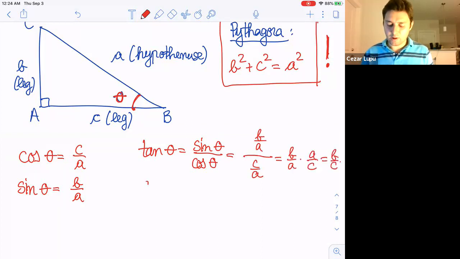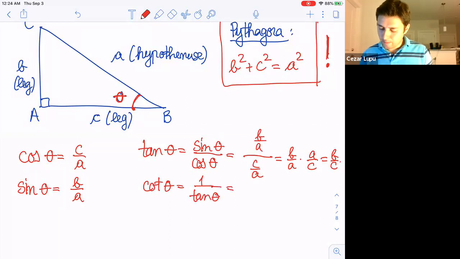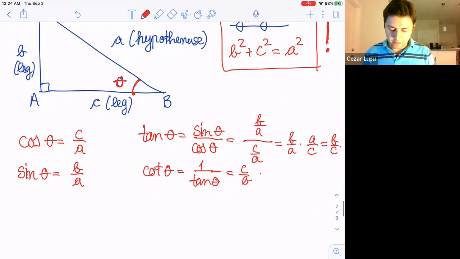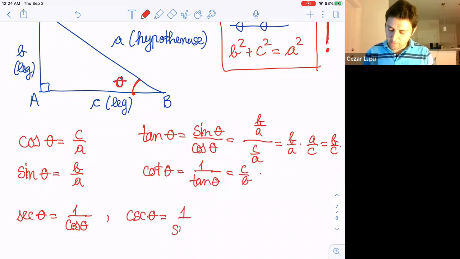And the same goes for the cotangent of theta, which is nothing else than 1 over tangent of theta, which is C over B. And you can do the same thing for the secant and the cosecant. And I'll leave it to you as an exercise. So keep in mind the secant of theta is 1 over cosine of theta, and cosecant of theta is 1 over sine of theta.